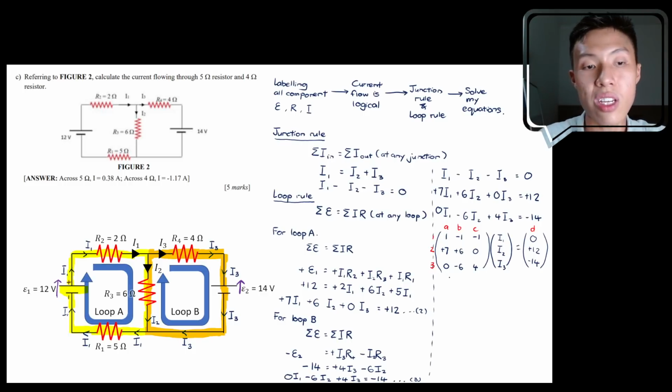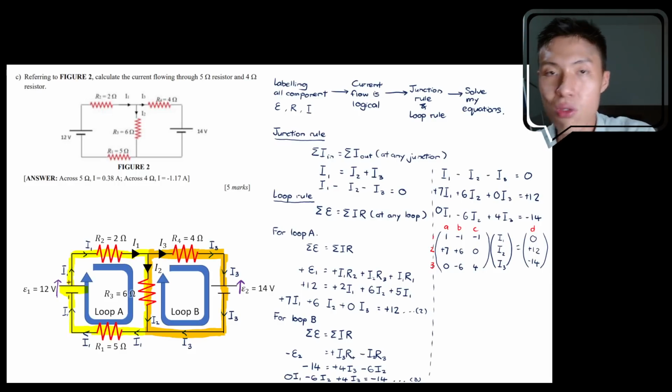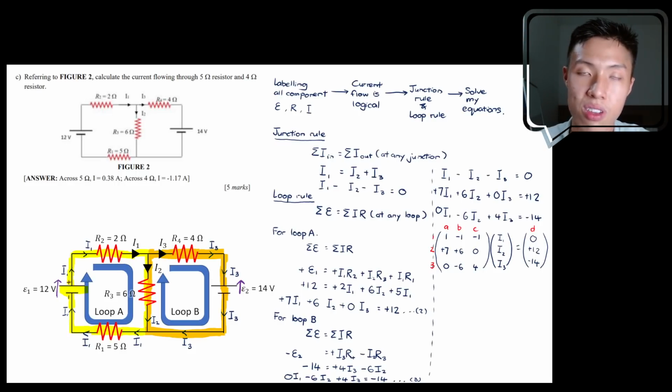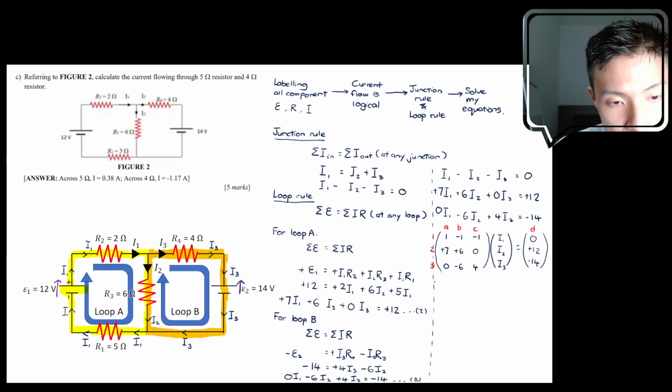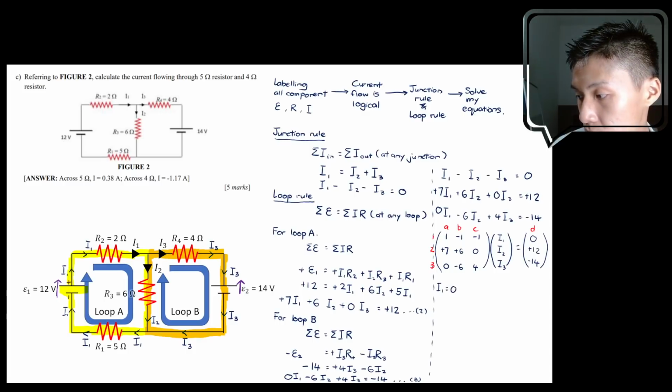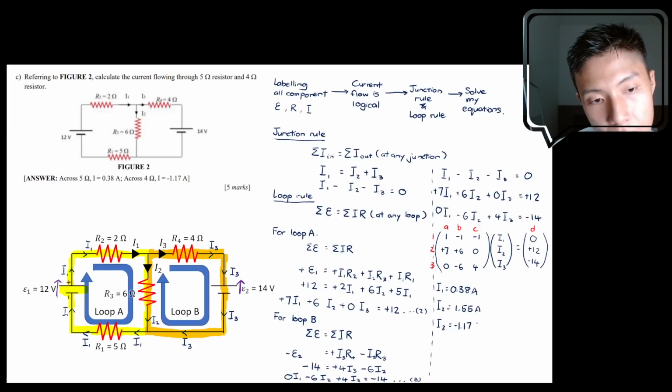So don't worry about feeling that, oh, I didn't do any simultaneous equation, is it correct or not? It's fine. No problem with it. So if you key into your calculator, I believe you get I1 to be equal to 0.38 ampere. You get I2 to be 1.55 ampere, and you get I3 to be equal to negative 1.17 ampere.